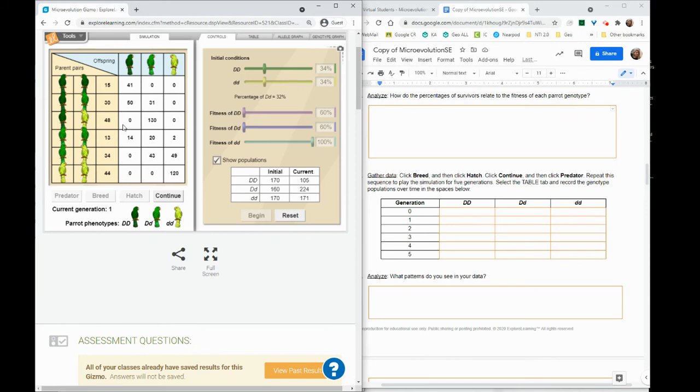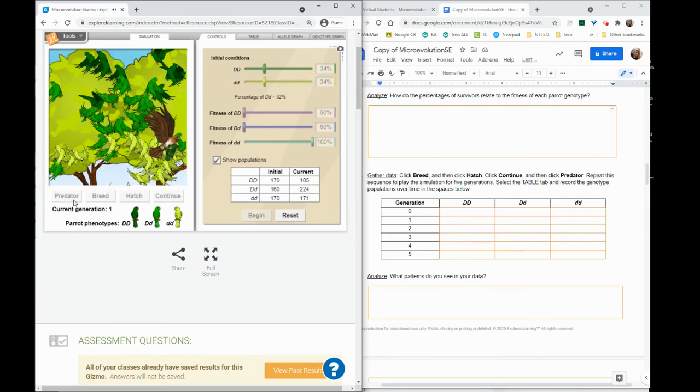This chart here, you don't have to record anything from this chart. This is just letting you know what pairs you ended up with. So for me personally in the simulation, I had 15 dark green pairs, 30 dark green, light green pairs, 48 dark green, yellow pairs, 13 light green pairs, 34 light green, yellow pairs, and 44 yellow pairs. As soon as the next button appears, so as soon as it's not grayed out, you can click it.